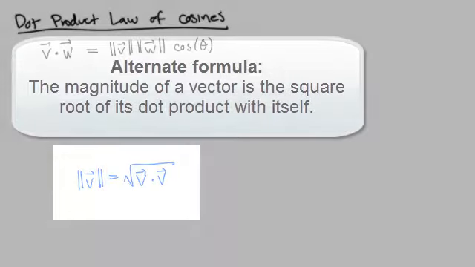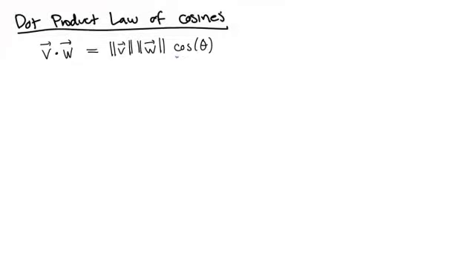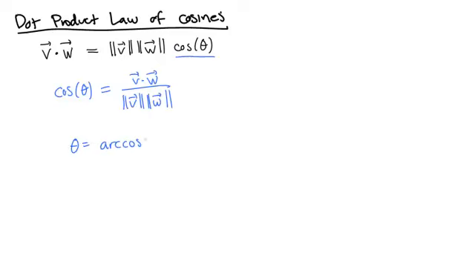We can also solve this equation for the angle theta. If we were to go and divide both sides by these lengths here, we would get that the cosine of theta is equal to v dot w divided by the length of v times the length of w. So we could go and apply the inverse cosine. We would get theta is equal to the arc cosine of v dot w over the length of v times the length of w.